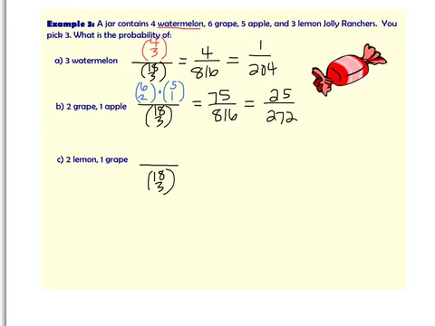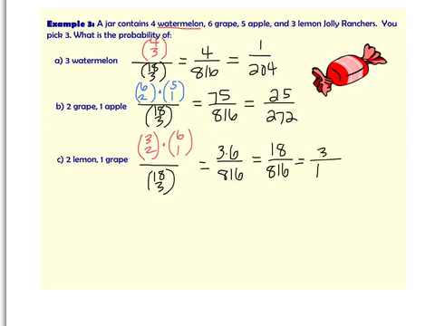And finally, 2 lemon, 1 grape. So there's 3 total lemon, we're going to take 2 of them. And then for grape, there's 6 total grape, we're going to choose 1. So then for our numerator, it's 3 choose 2, which is 3, times 6, so 18 for our numerator. So 18 over 816, which is 3 over 136. So we always want to reduce our fractions.